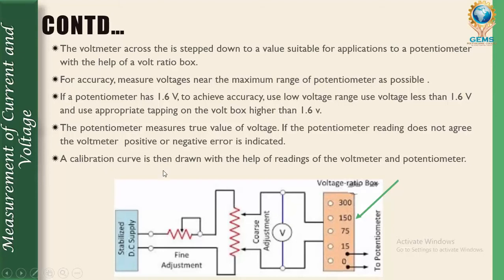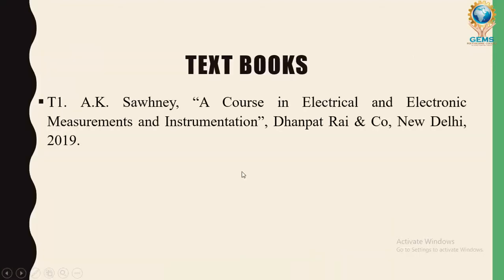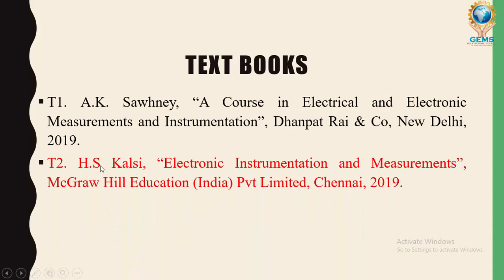The calibration curve plots the readings of the voltmeter and potentiometer. The potentiometer tells the true value of the voltage, and the voltmeter is the one which I need to calibrate. For this I have referred to the second textbook, Kalsi, Electronic Instrumentation and Measurements.